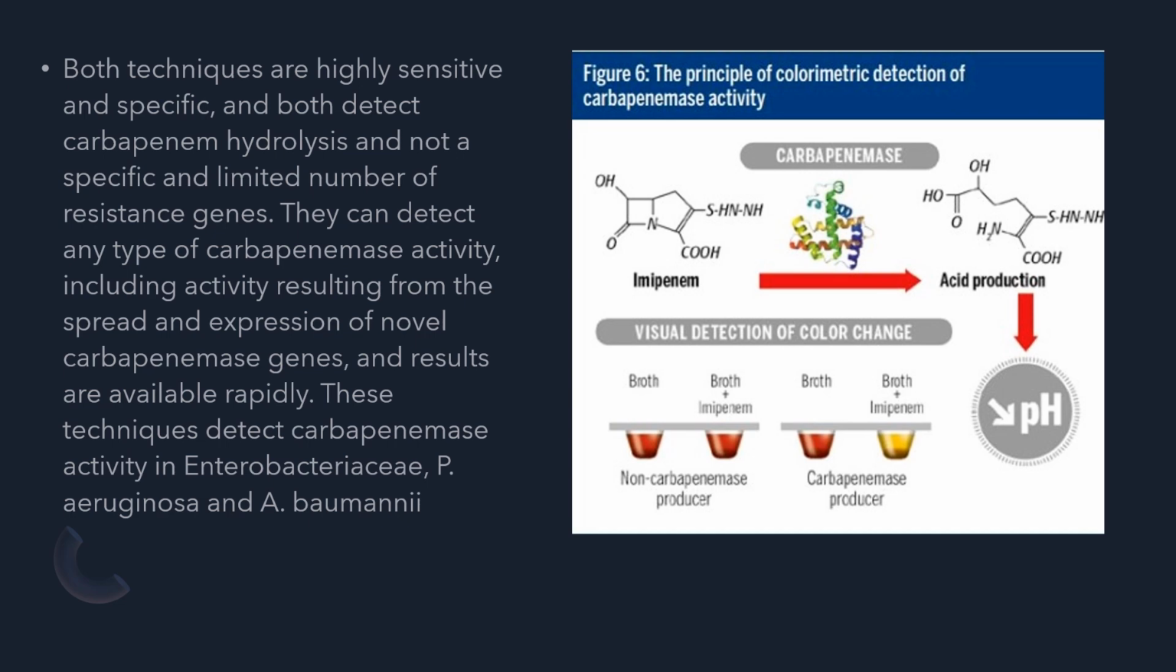Both of these methods are highly sensitive and specific, and both detect carbapenem hydrolysis, but not a specific and limited number of resistance genes. They can detect any type of carbapenemase activity, including activity resulting from the spread and expression of novel carbapenemase genes, and results are available rapidly. These techniques detect carbapenemase activity in Enterobacterales, Pseudomonas aeruginosa, and Acinetobacter baumannii. The colorimetric detection of carbapenemase activity is depicted in this figure.